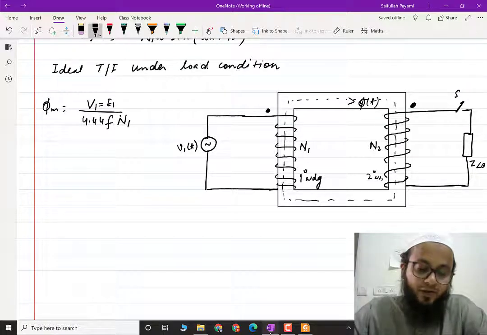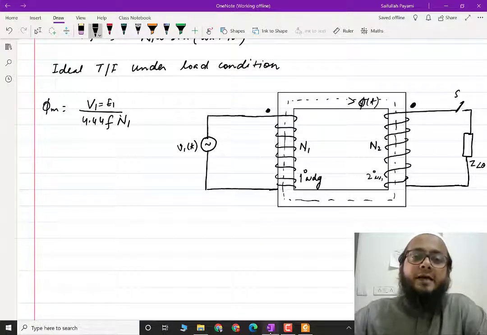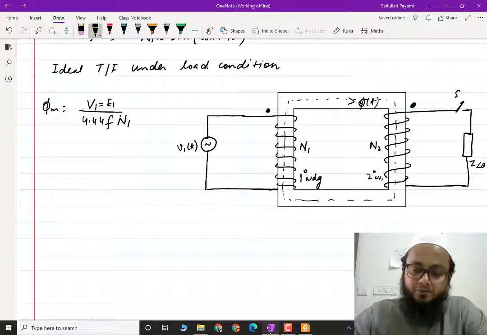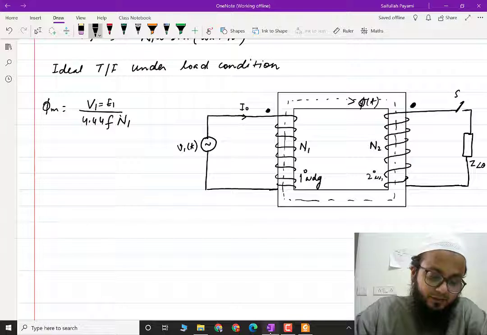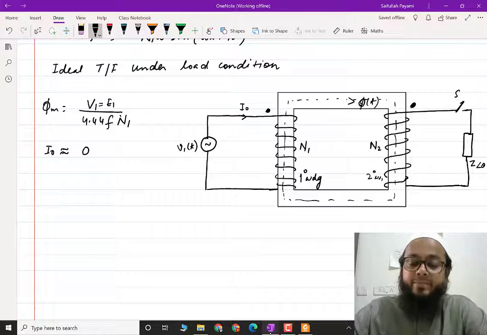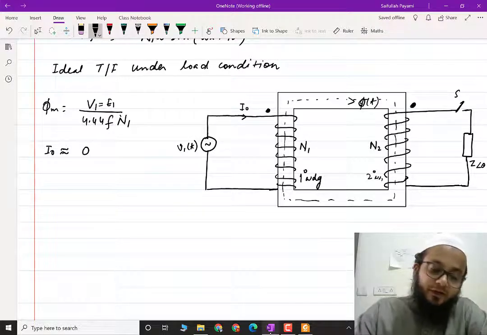Depending upon the voltage and the applied frequency, the desired amount of flux would be established there, and the current required for it would be almost zero. This current, let's say I naught, the no load current, is almost zero. Now what will happen if you turn on this switch?